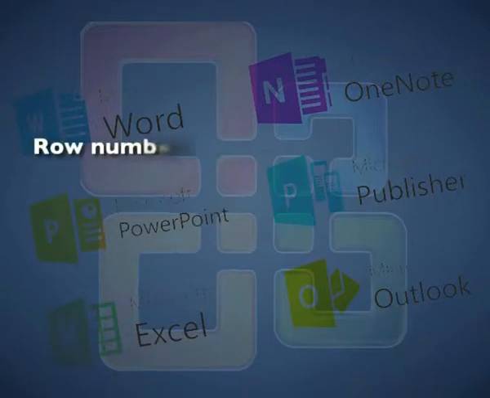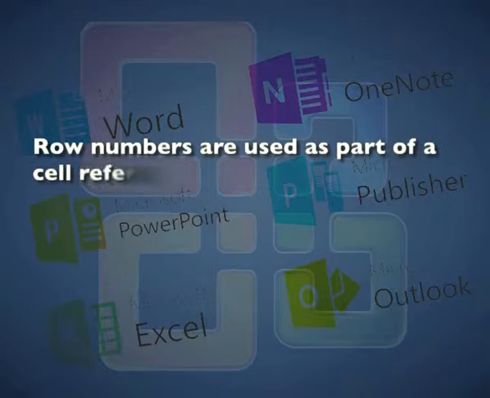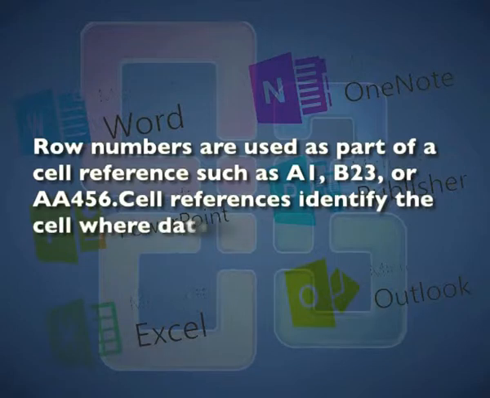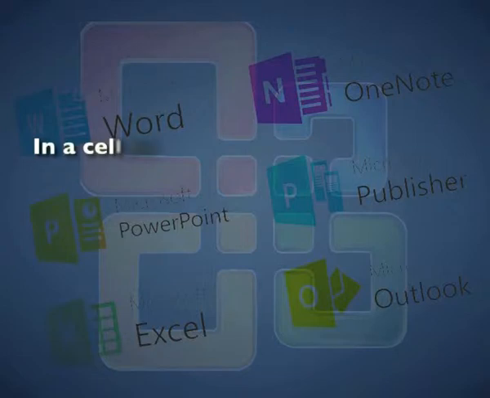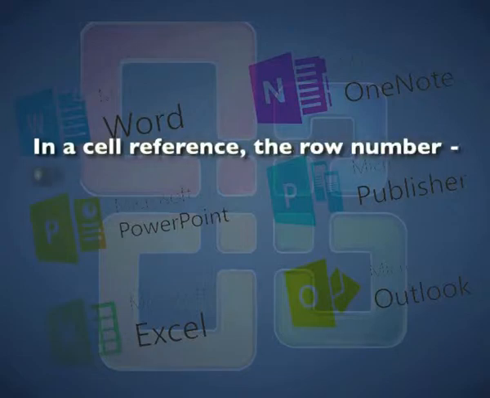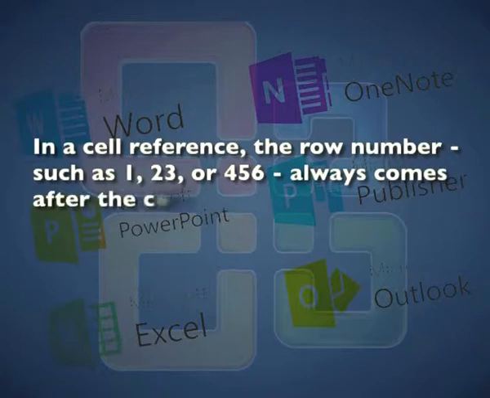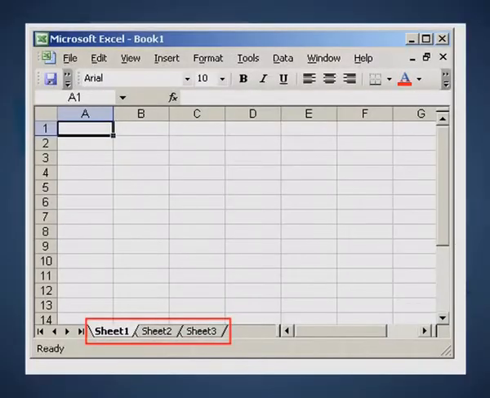Row numbers are used as part of a cell reference such as A1, B23 or AA456. Cell references identify the cell where data is located. In a cell reference, the row number such as 1, 23 or 456 always comes after the column letter. Sheet tab. A worksheet is a single page or sheet in a spreadsheet program such as Excel.